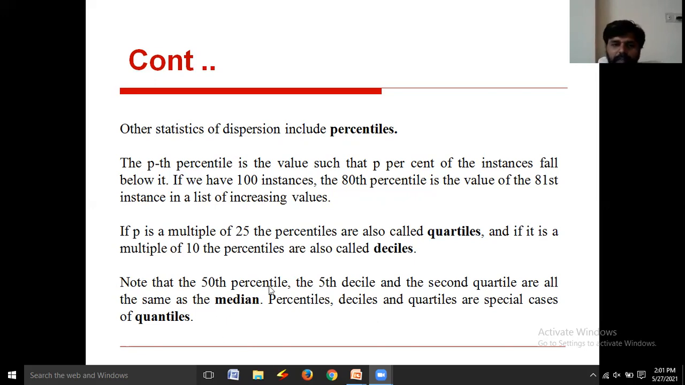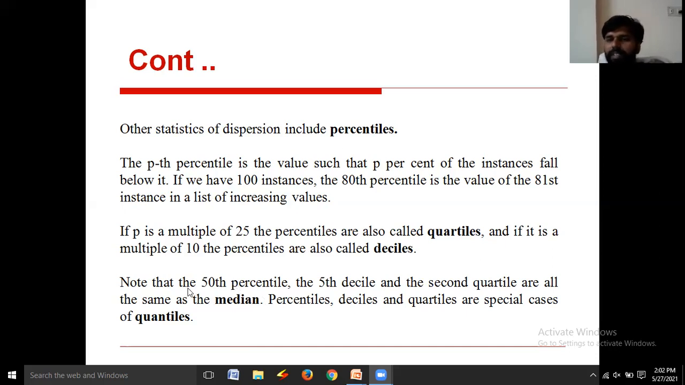And observe this: the 50th percentile, the 5th decile, and the second quartile are all the same. The 50th percentile is the 5th decile, 5 into 10. Why? Because for decile, how many percentile multiples are we using? 10. 5 into 10 indicates 50, the 50th percentile. And for quartile, we are using 25 percentiles. 25 into 2 means the 50th percentile. This 50th percentile is also called the median.